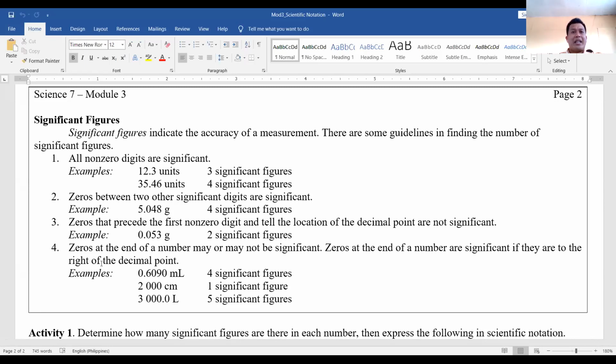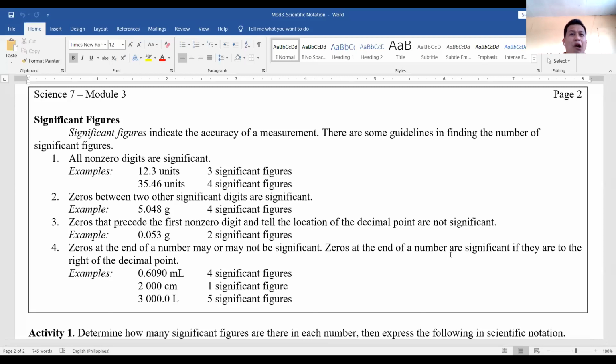Zeros at the end of a number may or may not be significant. In 2000 cm, you only have one significant figure. But in 3000.0 liters, you have 5 significant figures. Let's complete what rule number 4 says. Zeros at the end of a number are significant if they are to the right of a decimal point.